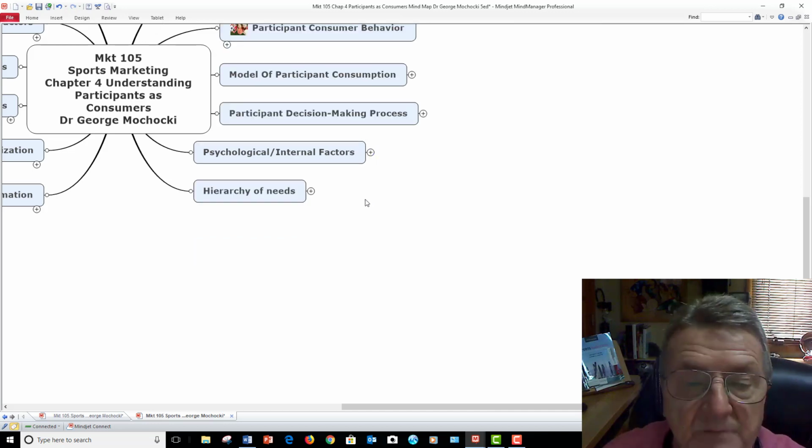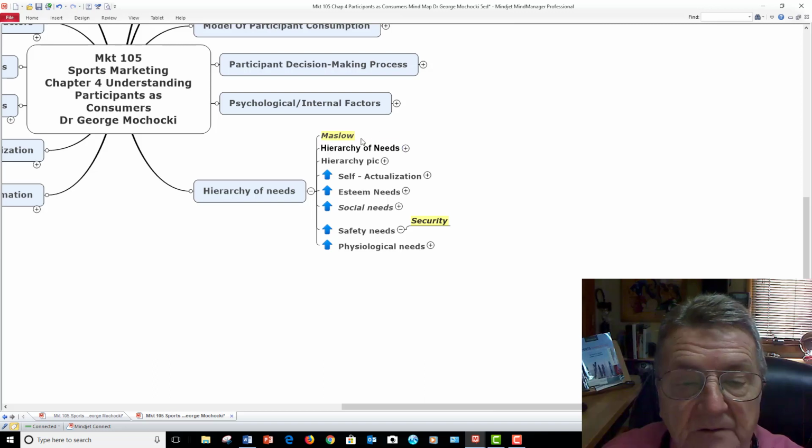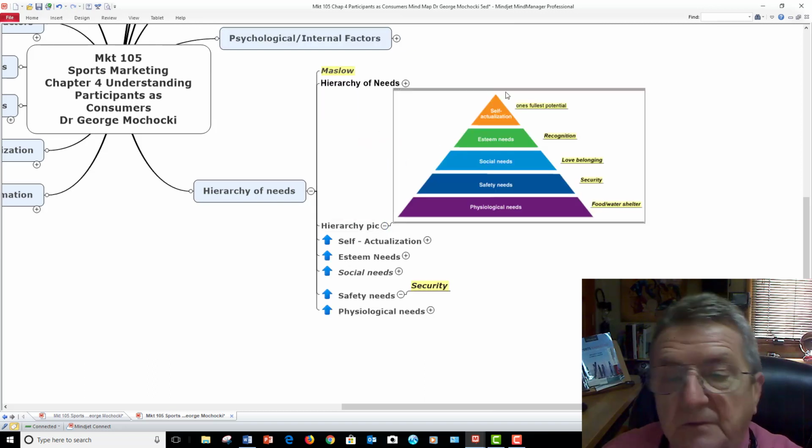Okay, I've got to move along here. And again, you've got the hierarchy, and we've got Maslow's. Here's the pick. Remember, we discussed that. I discussed it in all of them. Are you okay? So here, remember, forget this.